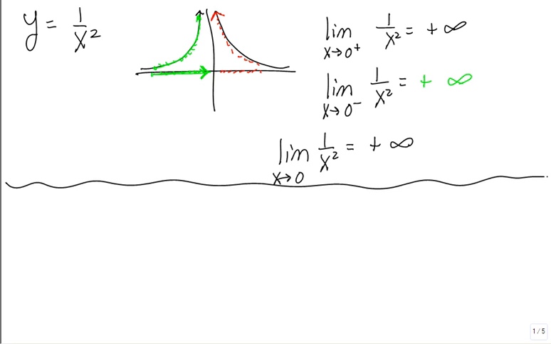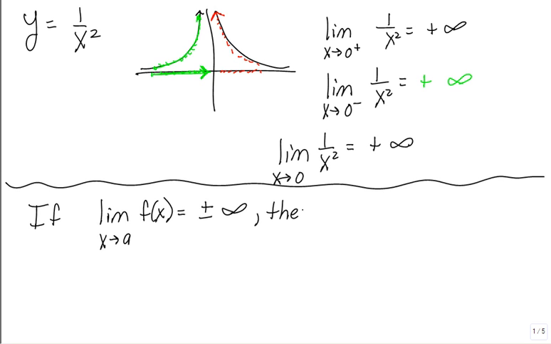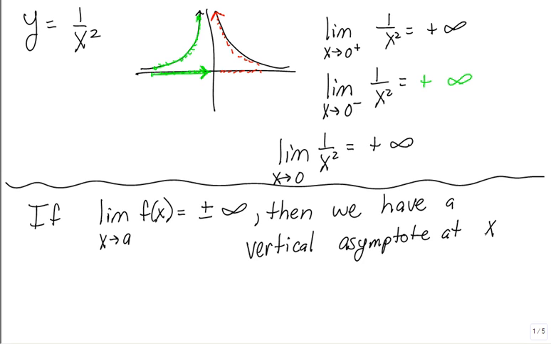Okay, well this tells us something. If we have the limit as x approaches a of f of x equal to positive or negative infinity, then we have a vertical asymptote at x equal a. Okay, so this concludes our limit discussion today.